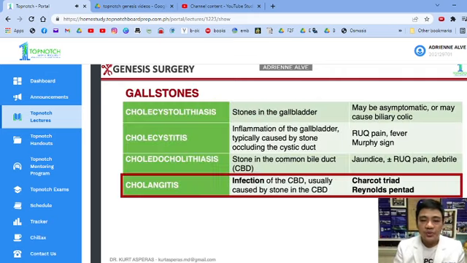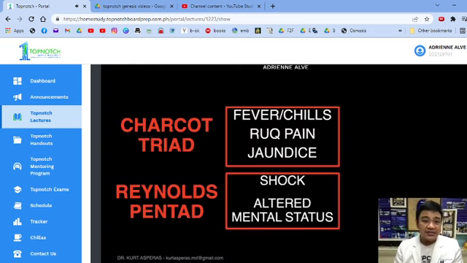Di ba? So we're going with the last one, which is cholangitis. Ito na yung infection na talaga, or full-blown infection na of your common bile duct. Cholecystitis, inflammation lang eh. Ito, cholangitis, inflammation because of an infection. So dito na papasok yung Charcot's triad and Reynolds' pentad. Charcot's triad yung fever, chills, upper quadrant pain, and jaundice.